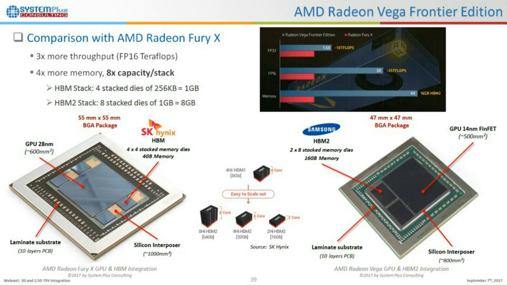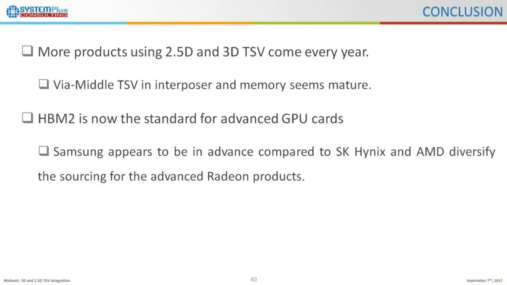So to conclude on these two products, we can observe in fact that there are more and more products which are using 2.5D and 3D TSV each year. We firstly analyzed the AMD 3X 2 years ago. It was released in 2015. In 2016 also new products were released, and now in 2017 also 2 new products are released on the market. So we can observe now that the TSV for interposer, for stacking of memory seems to be very mature, which is good news for this industry.